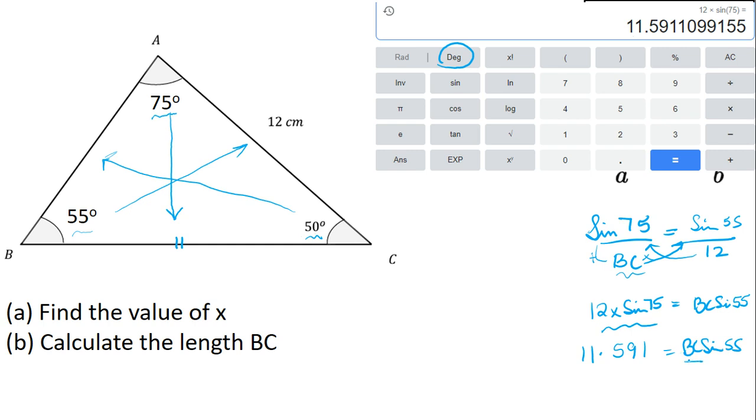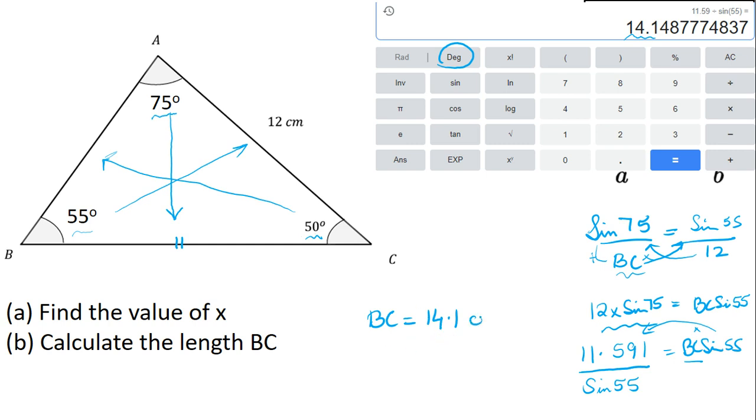Now, because I want my BC, I need to isolate it, and isolating means I need to make it the subject, and for that I need to get rid of the sine 55. So when sine 55 goes to the other side, because it's in multiplication here, when it goes to the other side it turns into division, and I have 11.591 divided by sine 55. So when I do that, again, you can check on your calculator. 11.59 divided by the sine 55 gives me 14.148 and so on, which means I'm just going to take my BC as 14.1. You generally take three significant figures or one decimal place.